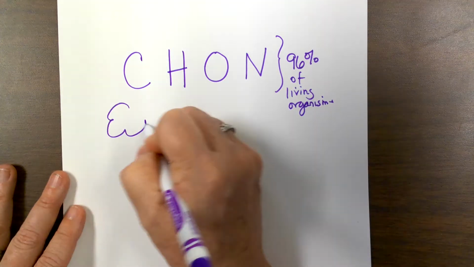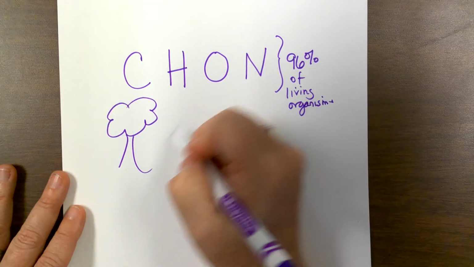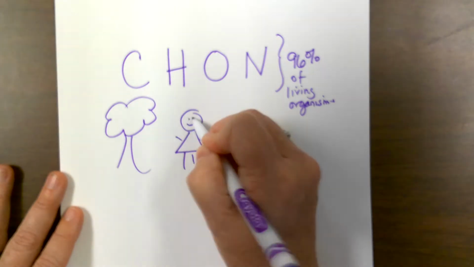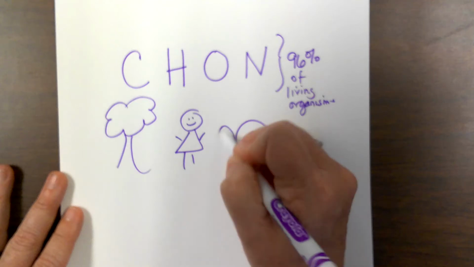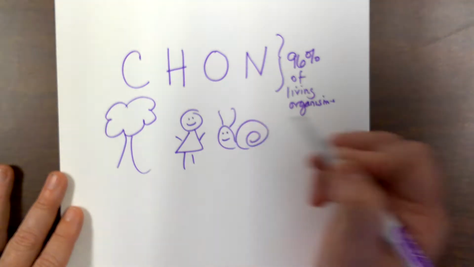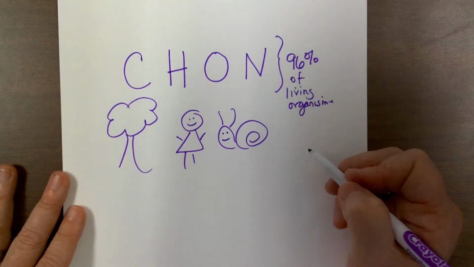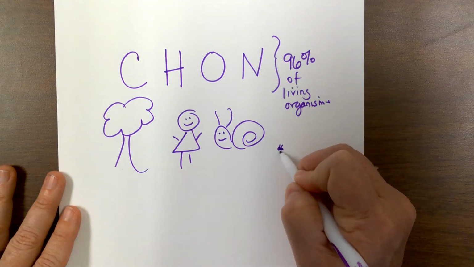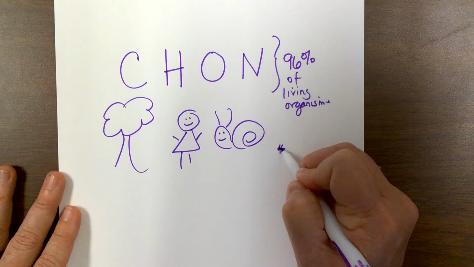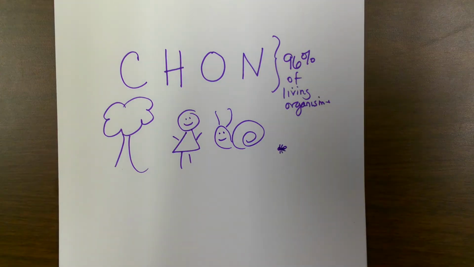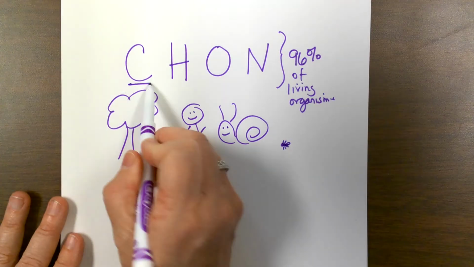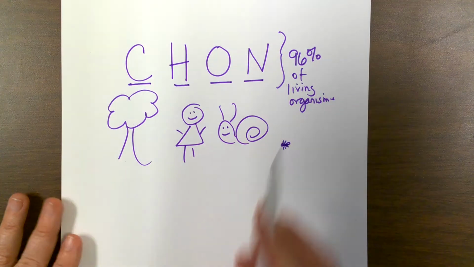So if you look at the trees, if you look at the people, if you look at the snail, if you look at the, I don't know, mosquito, everybody loves him so much. It's a beautiful mosquito. All right, if all living things, okay, even down to the little bacteria, they are going to be composed of carbon, hydrogen, oxygen, and nitrogen.